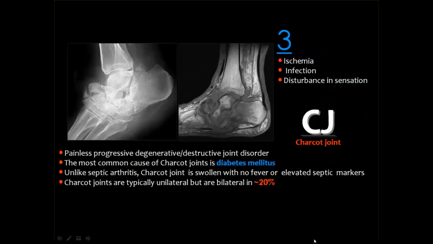Then we come to the Charcot joint, which is known as neuropathic arthropathy.